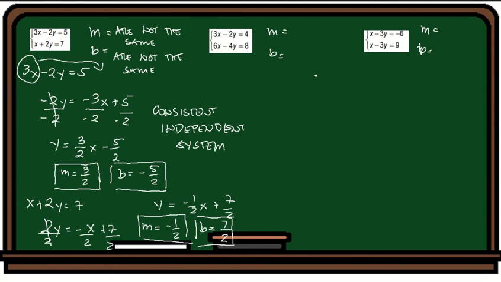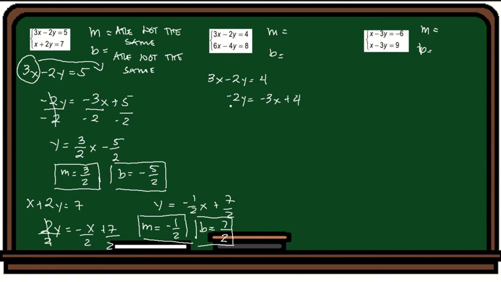For the second system, we have here 3x minus 2y equals 4 and 6x minus 4y equals 8. Let's have equation 1 of the second system. We have 3x minus 2y equals 4. So we will transpose: negative 2y equals negative 3x plus 4. Divide each term by negative 2. So y is equal to positive 3 over 2x minus 2.